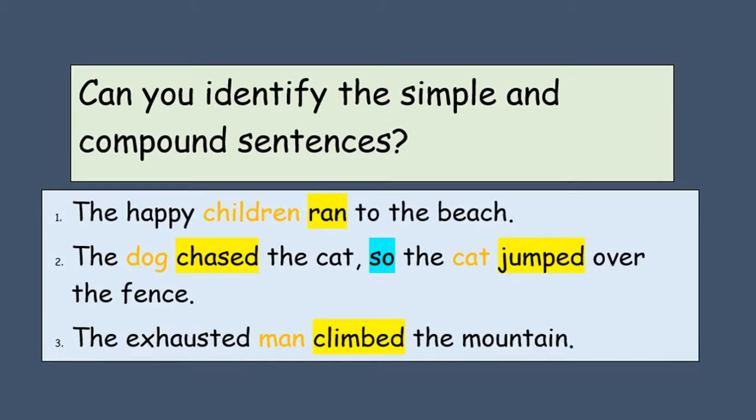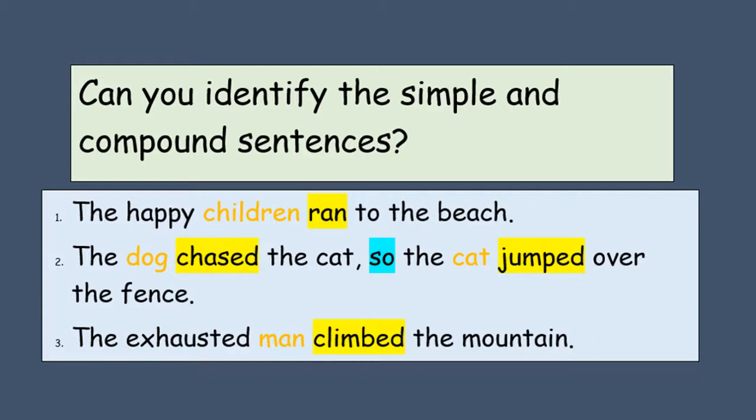Let's have a look together. The happy children ran to the beach. Is that a simple or a compound sentence? Well, children is a subject and ran is a verb. And together it's a complete thought. The children ran to the beach. Yeah, so that's a simple sentence. Let's have a look at number 2.